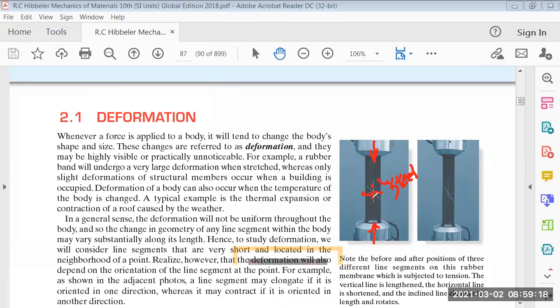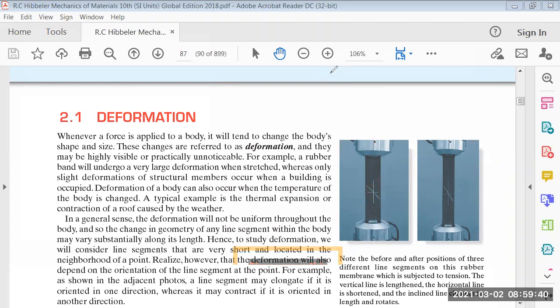Instead of having a decrease in the x, you're going to have an increase in the x, and instead of having an increment along the y, you're going to have a decrease along the y, or shortening along the y-axis. Okay, now we fully understand the concept of deformation and how deformation takes place.